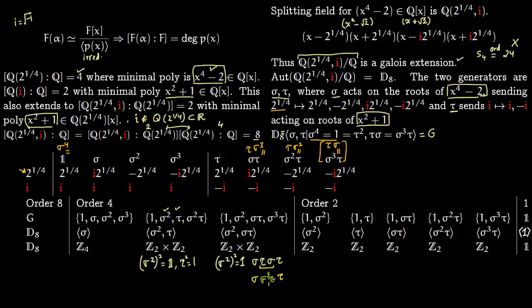So instead of this, we are writing sigma cube tau and tau. But these two now become identity. Tau square is identity, and sigma 4 is identity. So again, you get identity. So group of order 2 generated by 1 and sigma square.